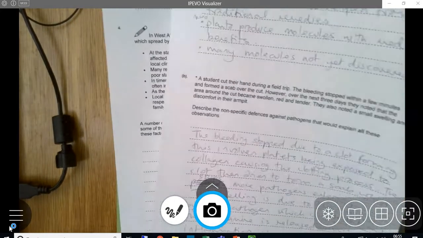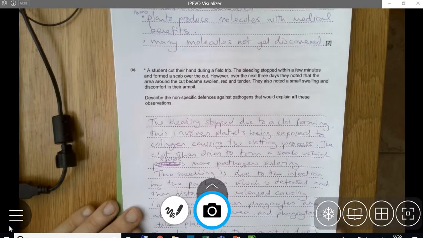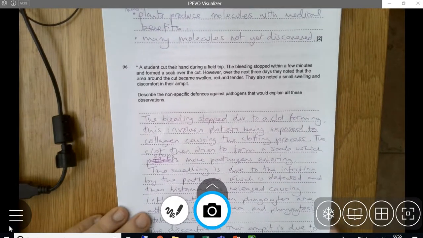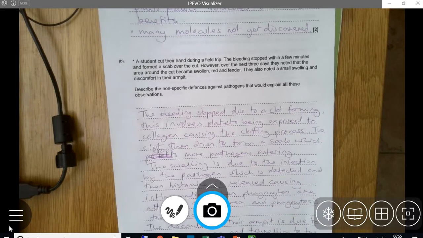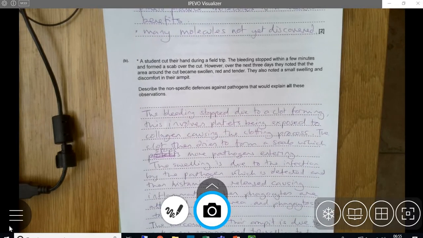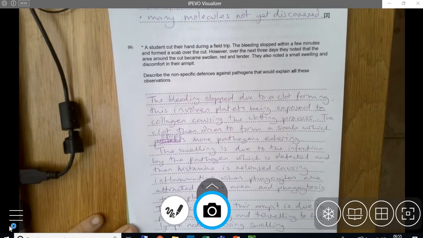Now then, I'm going to come on to the two 6-mark questions. I'm going to do this in two different ways. The first one of these, I've written an answer to already. You can see that here.